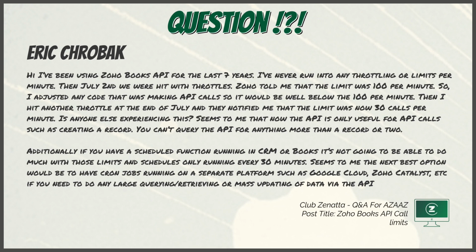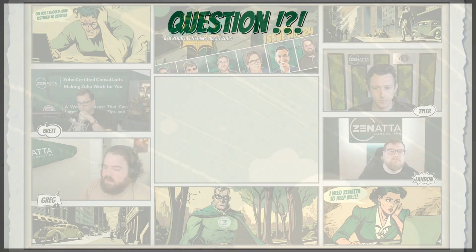Seems to me that now the API is only useful for API calls such as creating a record. You can't query the API for anything more than a record or two. Additionally, if you have a scheduled function running in CRM or Books, it's not going to be able to do much with those limits, and schedules only run every 30 minutes. Seems to me the next best option would be to have cron jobs running on a separate platform such as Google Cloud, Zoho Catalyst, etc. if you do any large querying or retrieving or mass updating of data via the API."